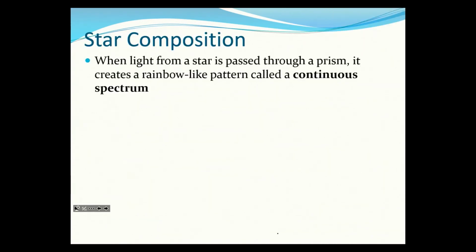So when light from a star is passed through a prism, it creates a rainbow-like pattern called a continuous spectrum. Okay, so this is why when you have a prism and sunlight shines in, you get a rainbow.